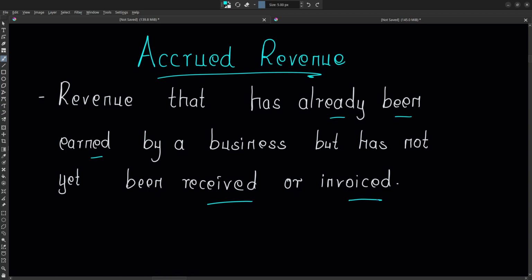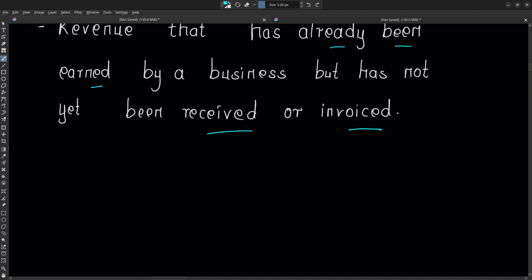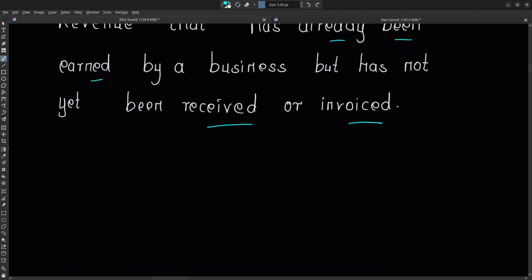So you've completed the work, but you are yet to invoice, and you've also not received any money from the client to whom you are offering those goods or services. So that is what we call accrued revenue. We've already earned the revenue, but we are yet to receive the payment, and we are yet to invoice. So this is basically classified as a current asset.